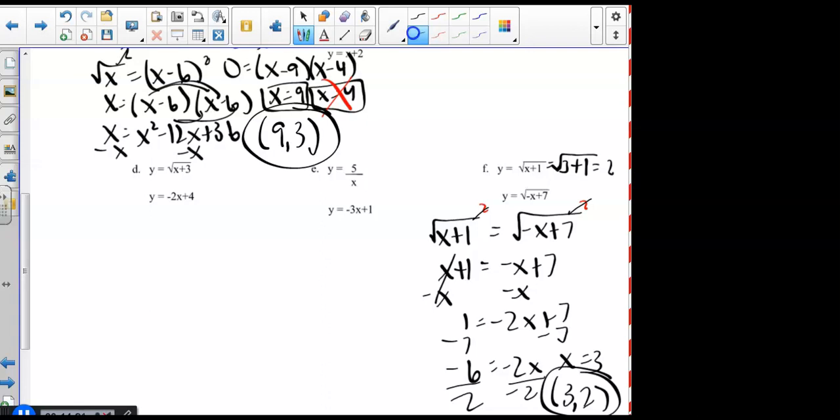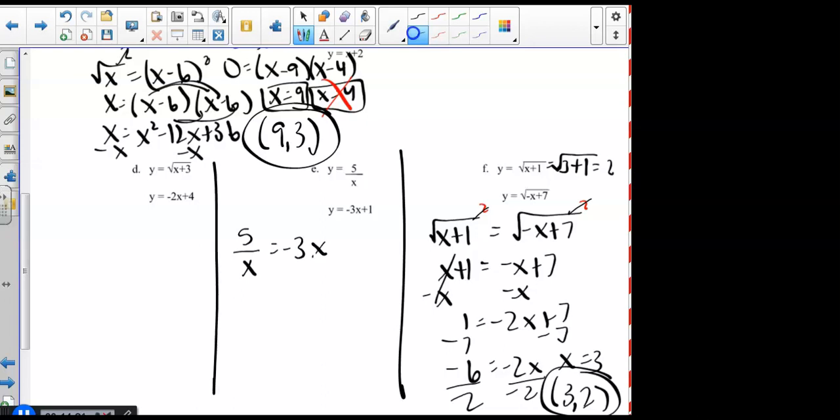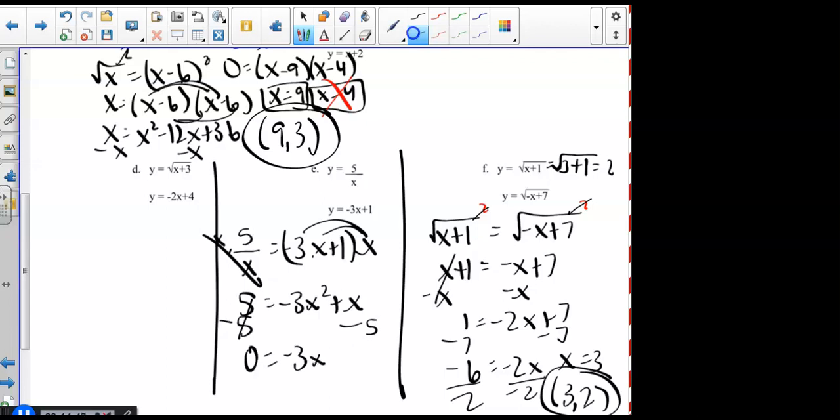Let's do one more. Let's do an inverse function on e along with a line. So again, we'll do the same thing, and we will set them equal to each other. 5 over x equals -3x plus 1. Recall from the previous lesson that we can multiply both sides by x. That will cancel. We're left with 5 equals -3x squared plus x. If we subtract 5 on both sides, we get 0 equals -3x squared plus x minus 5.